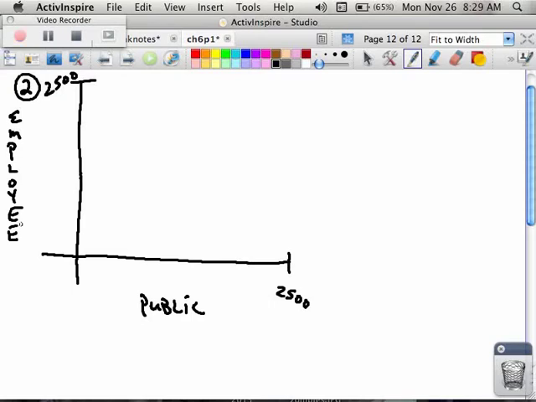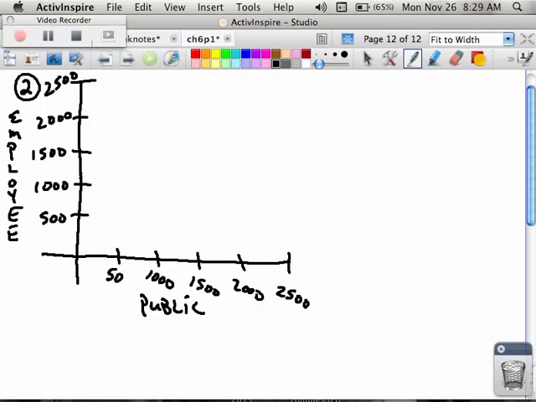And if I go up by maybe, I don't know, 500s. So here's 500, 1,000, 1,500, 2,000. And you'll be able to see this a lot better on your graph paper, I'm sure. 1, 2, 3, 4. So here's 2,000, 1,500, 1,000, and 500.